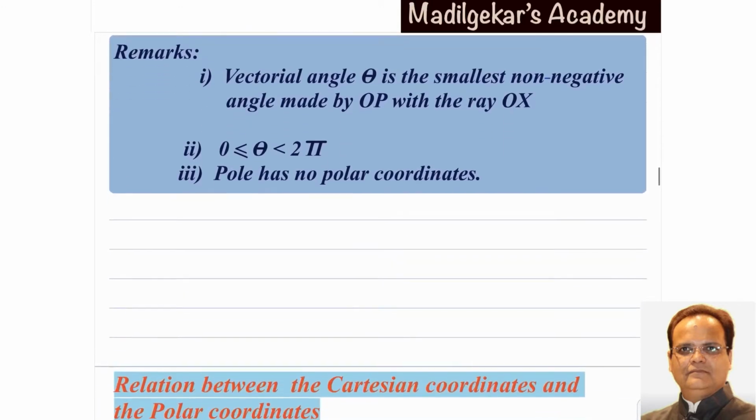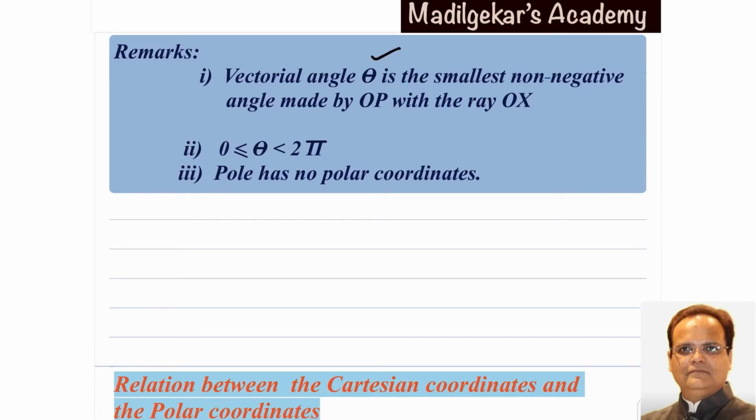Now this vectorial angle theta must be the smallest non-negative angle. So this should be clear. Vectorial angle is the smallest non-negative angle made by OP with the polar axis. Second thing, theta should be in between 0 and 2 pi. This should be noted: pole has no polar coordinates.